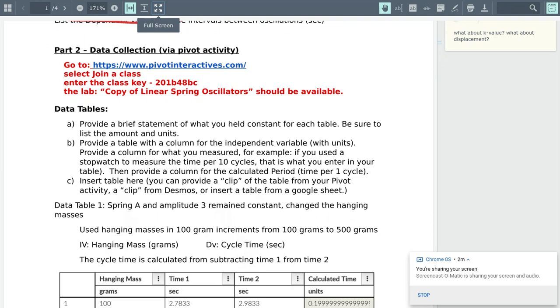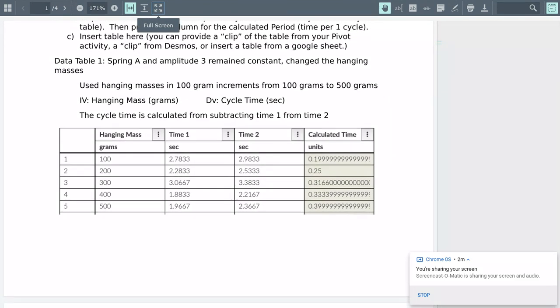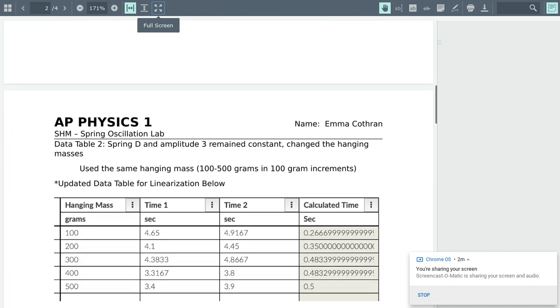Okay, so spring A, amplitude 3, change the hanging mass. That's great data, 1 by 100 gram increments. That's fantastic. And then you looked at the calculated time, which I'm assuming is period because you didn't give me those units. Okay, so from there, we got data.